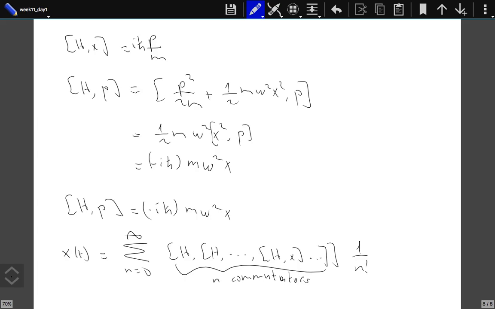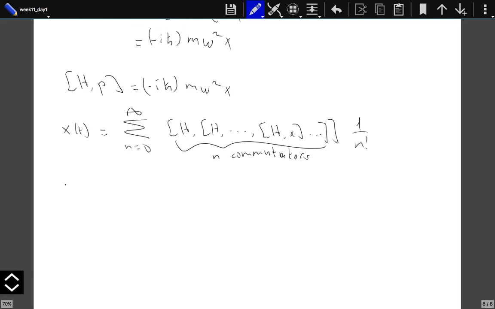Now let's see, if I start with x, I take its commutator once with the Hamiltonian, I get p, up to the coefficient. If I take its commutator 2 times, that will be the commutator of h with p, and the commutator of h with p is again x. So all the even numbers of commutators of h and x will be proportional to x. The odd commutators will be proportional to p. Are you following? Let me write it down explicitly.